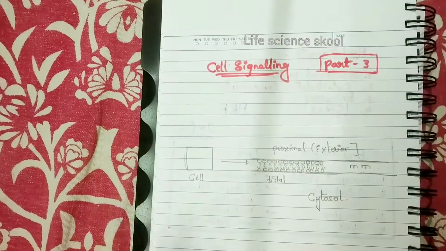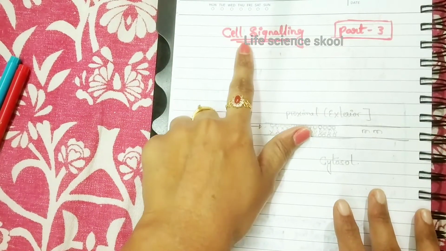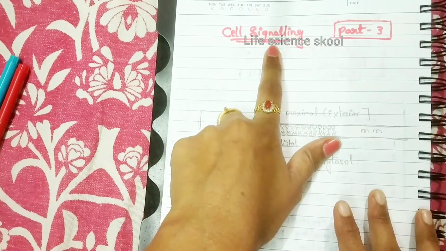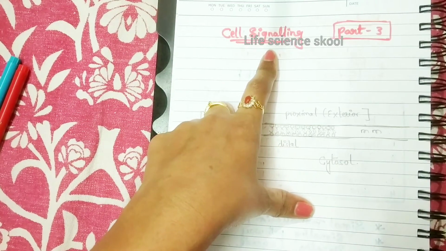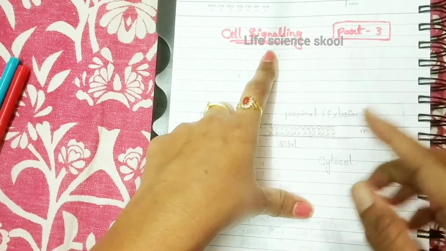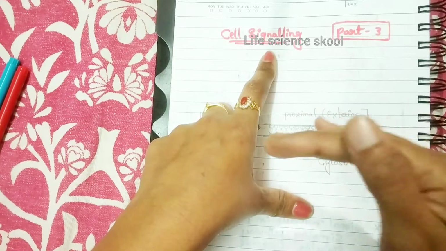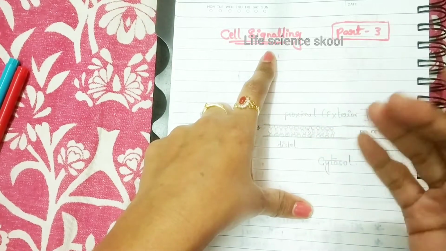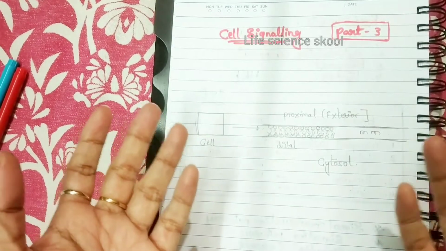The hints I would like to give: we are studying cell signaling, and I have already taught this in the previous video. What is cell signaling? Cell signaling means cell communication. The ability of a cell to receive, process and transmit signals within its environment and within itself is called cell signaling. This is the definition of cell signaling, or simply we can say that here the cells are communicating.